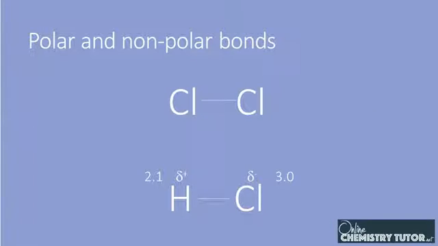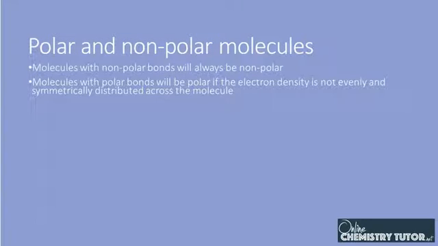Okay, so just to emphasize the point that I've been making here, in terms of your polar and non-polar bonds, you've got your much bigger electronegativity difference. The hydrogen chloride molecule is going to contain a polar bond, whereas your chlorine molecule is not going to contain a polar bond because of that sharing of electrons. So from polar bonds to polar molecules.